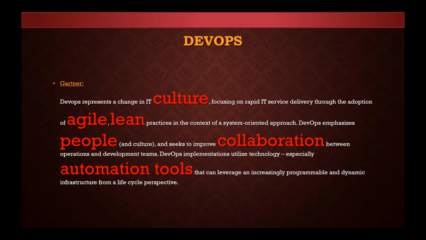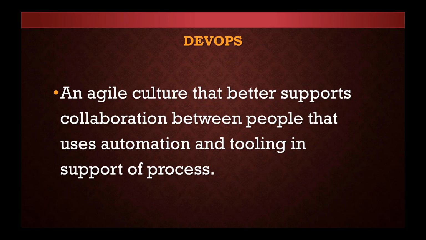So let's take all of this craziness and bring it into a simple statement. Okay, so we've got all that stuff together. We've plucked it all out of that complex statement that they had. And so DevOps is what we're looking for, and I never read slides, but I'm going to read this one: it's an agile culture that better supports collaboration between people, that uses automation and tooling in support of process. So it's really not that crazy. The first time I heard DevOps, I understood exactly what people meant. I went, "Well, wait a minute, isn't that just work?"